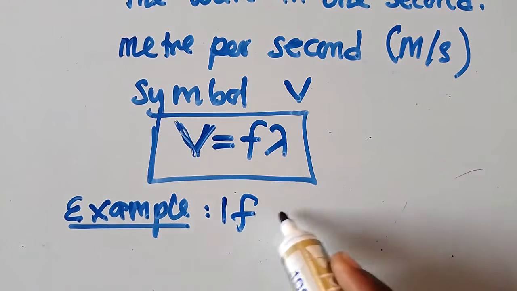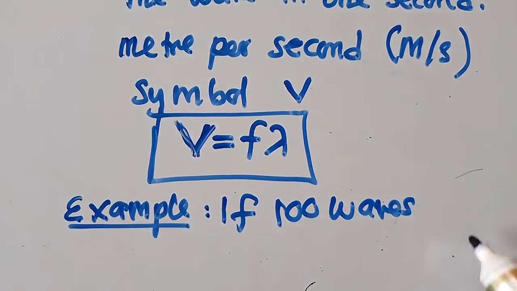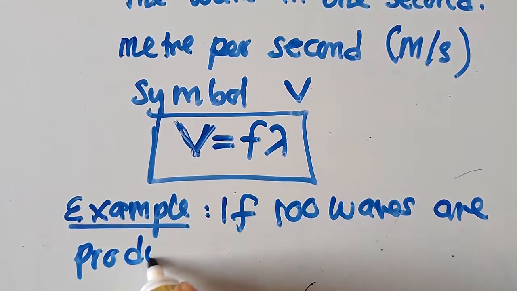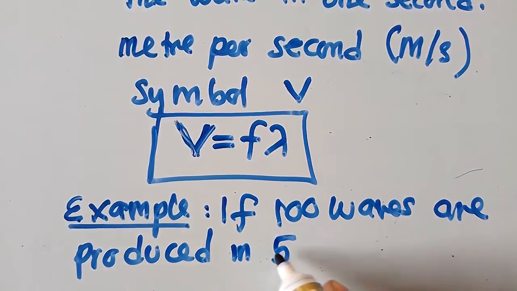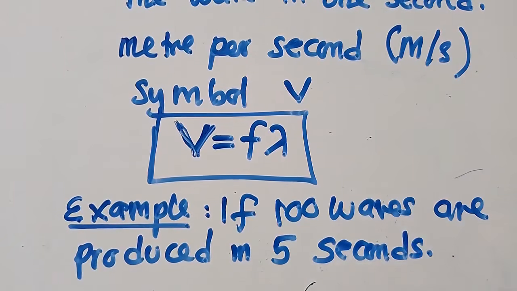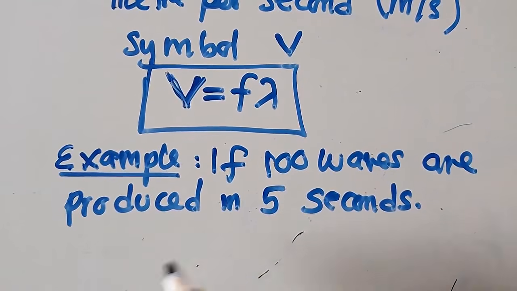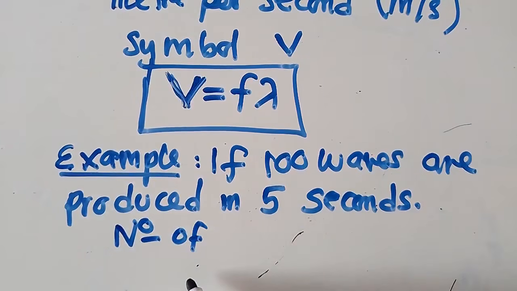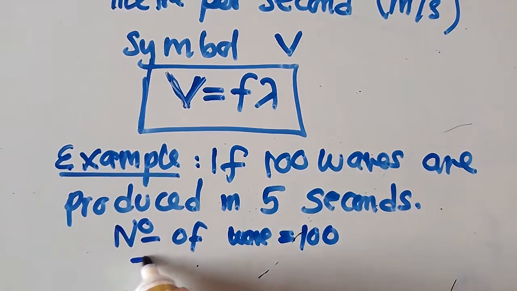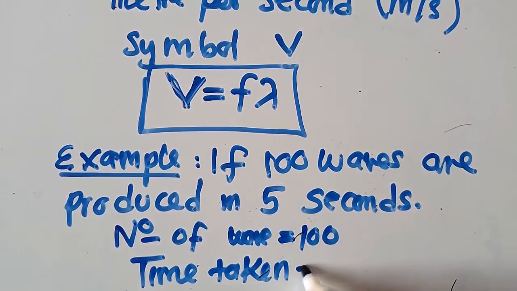Let's say 100 waves are produced in 5 seconds, and you are told to calculate the frequency. The number of waves there is 100. Then we've got the time taken. What is the time taken? The time taken is 5 seconds. This is what you need to understand.